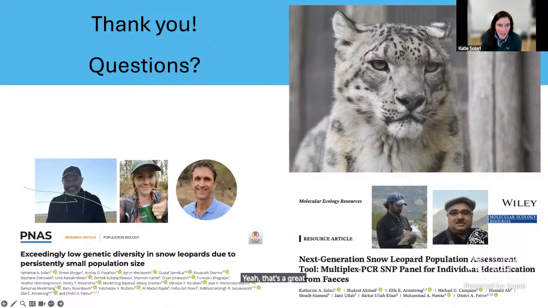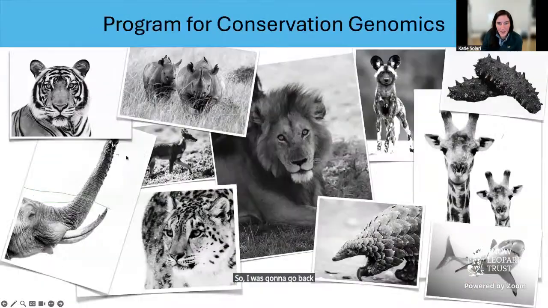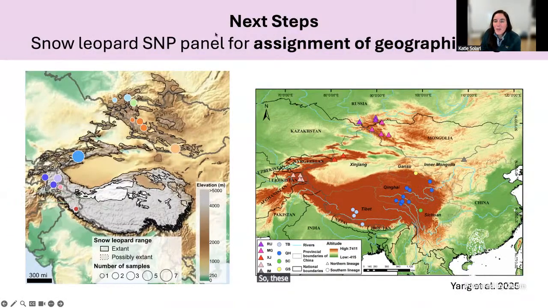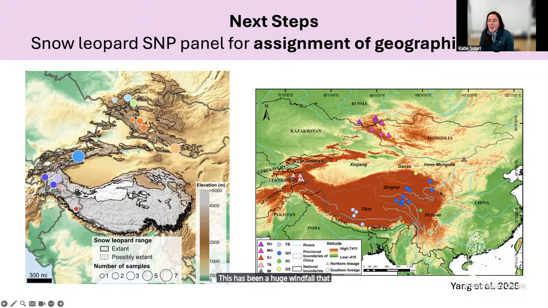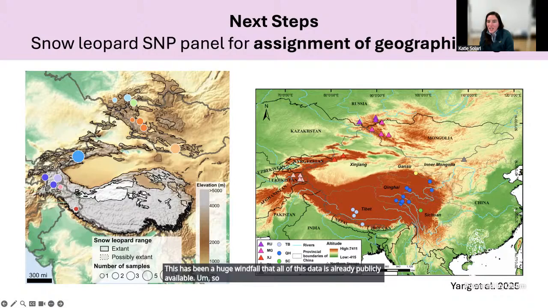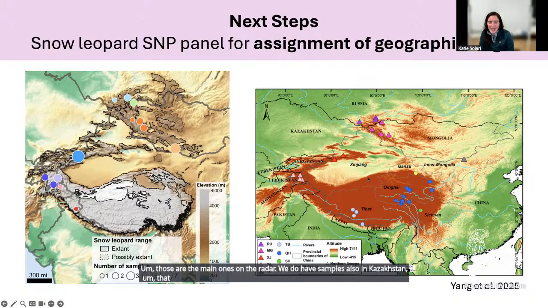Yeah, that's a great question. So I was going to go back to these samples from across China. China has been the hardest one to deal with, because I think there are all sorts of regulations within the country about sharing data. So it has been a huge windfall that all of this data is already publicly available. These are essentially samples already in hand. We are still working with colleagues in Nepal to try to fill in some of the gaps there. Those are the main ones on the radar. We do also have samples in Kazakhstan that we're trying to get our hands on.